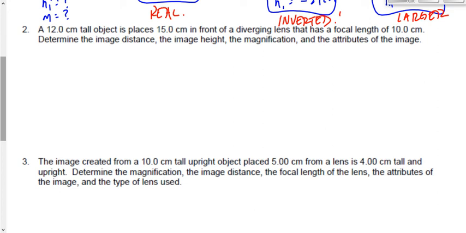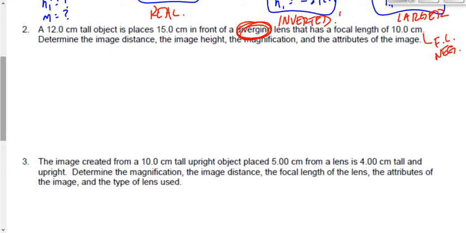This one says a 12 centimeter tall object is placed 15 centimeters in front of a diverging lens. This is really important to circle here, diverging, because that tells us that the focal length is negative. If we forget to make that negative, then everything is wrong. We could have missed that in the first question because by default it was going to be positive. But here we've got to consciously make it negative.